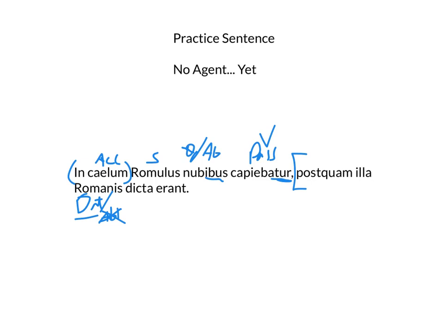Now, this is a cool one. Dicta erant is one verb form. Notice that's the fourth principal part, plus the imperfect of the verb to be, which means we have a pluperfect passive, which is kind of cool. All right, and so we start our translation, of course, with our subject. Oh, we forgot to close the bracket. There we go. All right.